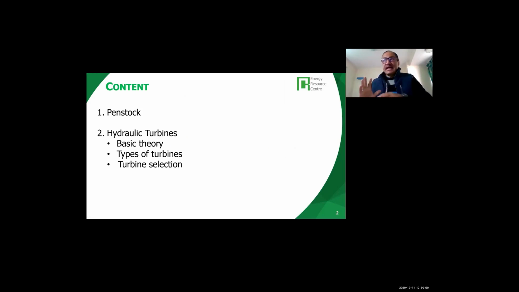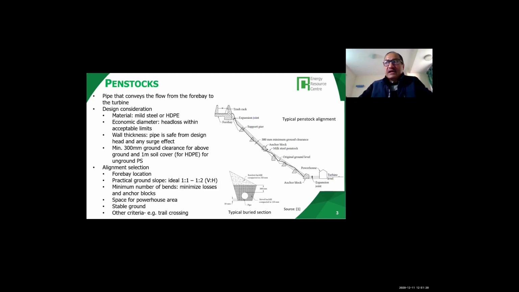Basically, the exercises we will do today focus on two parts. One is the design of the penstock, selection of the parameters for the penstock. The other is the selection of the turbines and calculating some basic parameters once we know the discharge and the head.